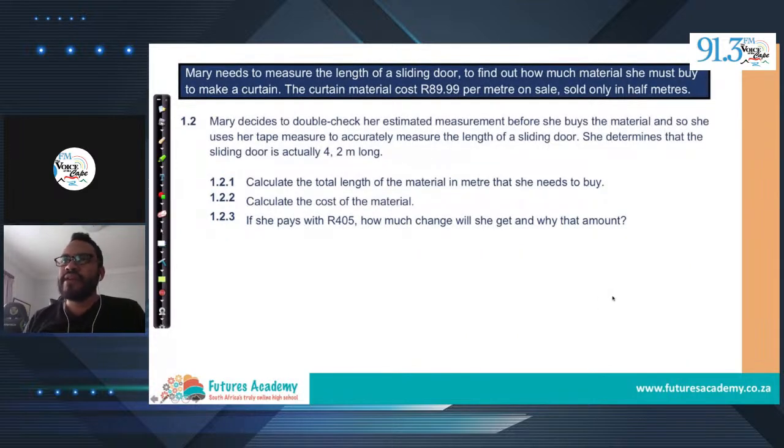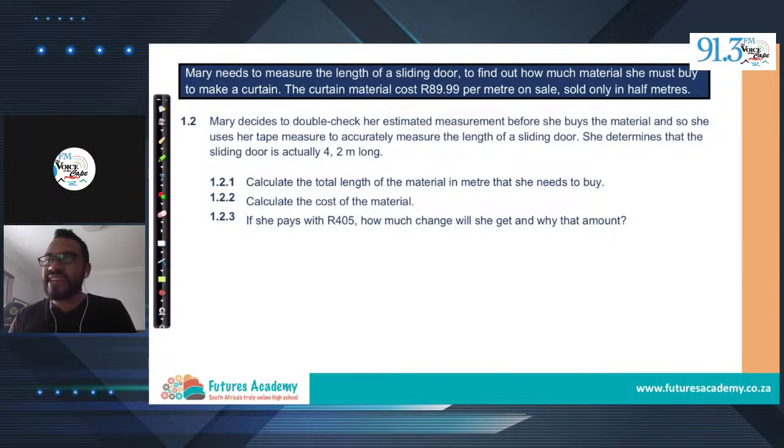Right. Now, continuing the question with Mary here. Mary needs to measure the length of a sliding door. We read that, to find out how much the material would cost. We've just duplicated the question there because we've changed slides. But now it's a follow-up. When we see that the question changes to 1.2 and it gives us some information, it means the situation is slightly changed. Mary decides to double-check her estimated measurement before she buys the material.